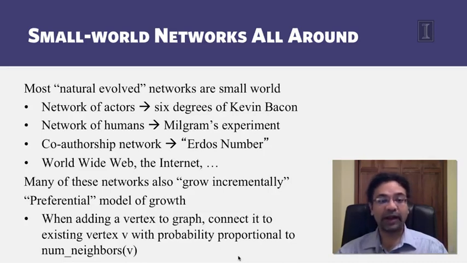And many of these networks have grown incrementally, and in fact they can be modeled by using a preferential model of growth, where you add vertices sequentially or iteratively. When you add a vertex to a graph, you add some edges, and you add an edge from the new vertex to an existing vertex v with a probability proportional to the number of neighbors of v. So the number of neighbors that v already has is proportional to the probability with which v will be connected to the newly added vertex. So if you use this rule, you can actually show that you end up with small world networks.